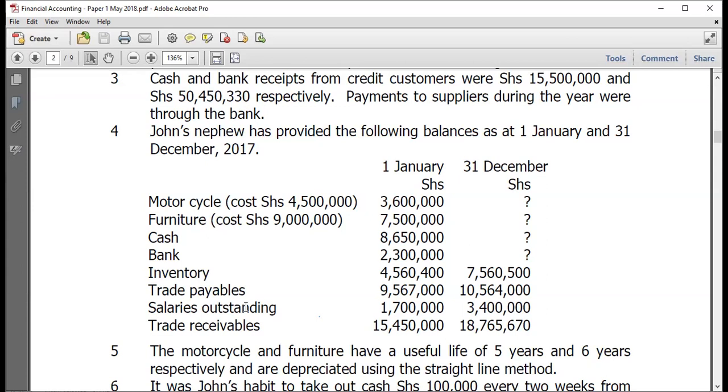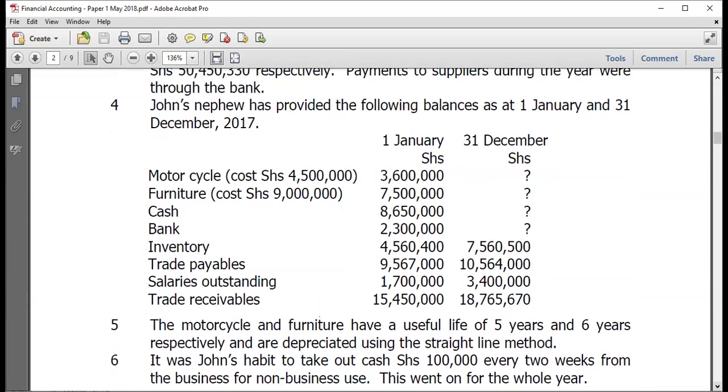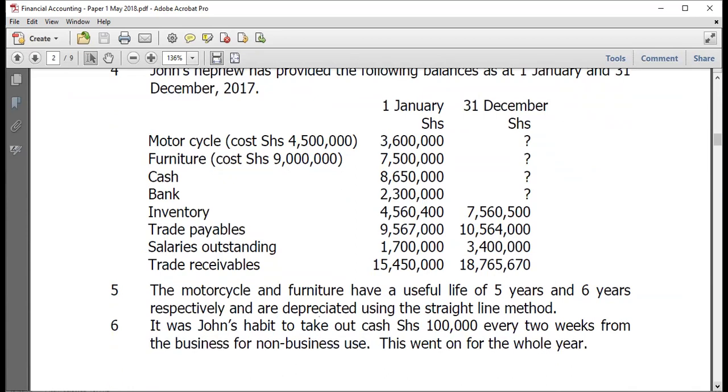And then we also have 15,450,000 for receivables, and then 18,765,670 as at the end of the year. They continue to tell us that the motorcycle and furniture have a useful life of 5 years and 6 years, respectively. And they're telling us that these are depreciated using the straight line method.